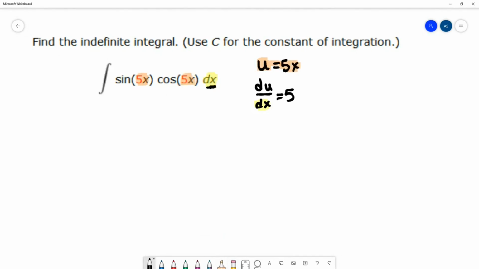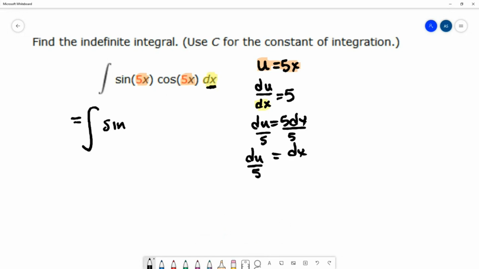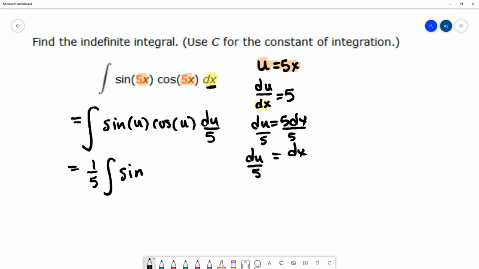Let me rearrange the second part here. We'll have du equals 5 dx. And solving for dx, we have dx equals du over 5. So I'll make the substitution, and that will give us sine of u cosine u du over 5. And we can factor out the 1/5. That gives us 1/5 times the integral of sine u cosine u du.